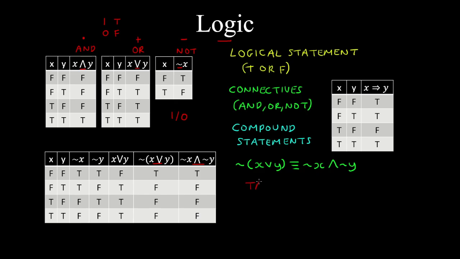Now a tautology is a statement that's always true. So it has all trues in the truth table. And the opposite of a tautology is a contradiction.